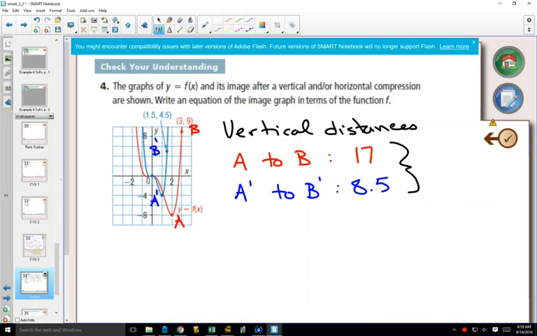What would you have to do to y values to change a distance from 17 to a distance of 8.5? And for all of our stretches, we always talk about multiplying, right? So what has happened to the distance? Y has been multiplied by a half.